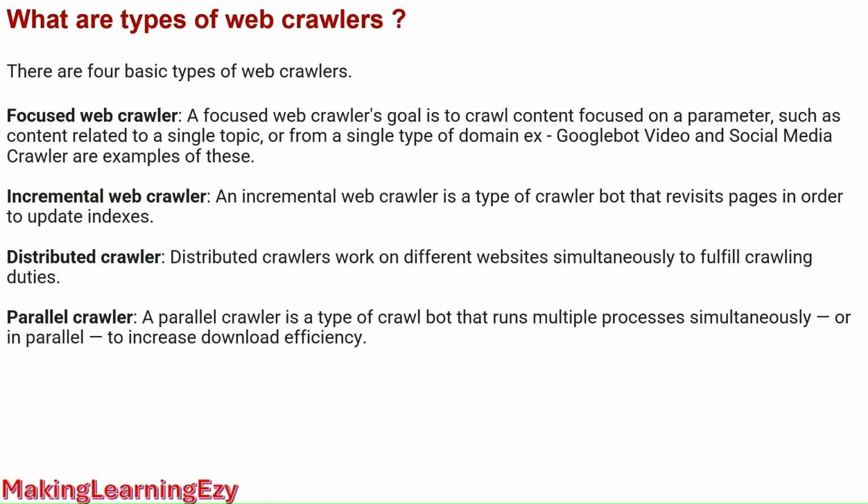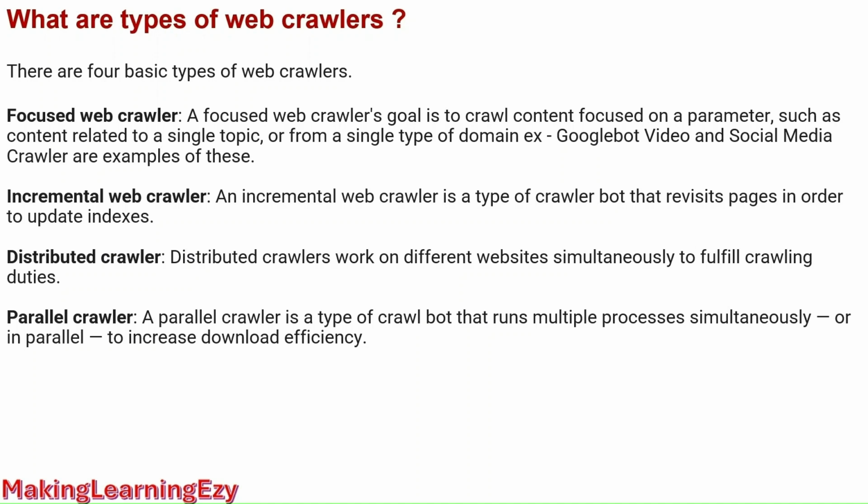Now what are the types of web crawlers? Mainly there are 4 types of web crawlers. Focused web crawler. Focused web crawlers mainly focus on the content related to a particular topic or a particular domain. For example, Googlebot Video mainly focuses on video related content. There are many social media crawlers which focus on the content coming from social media.